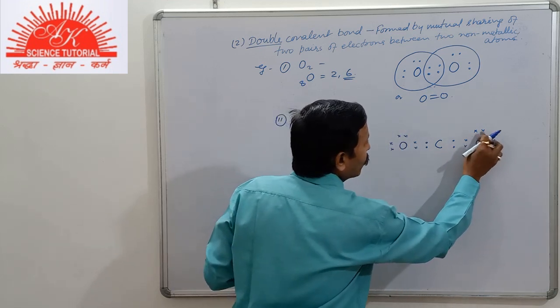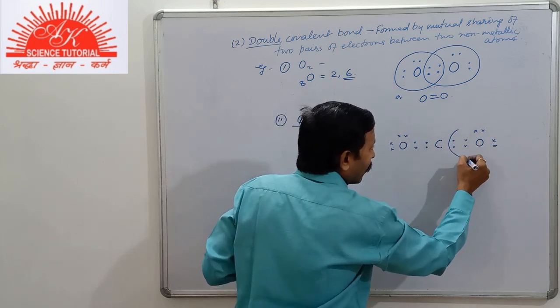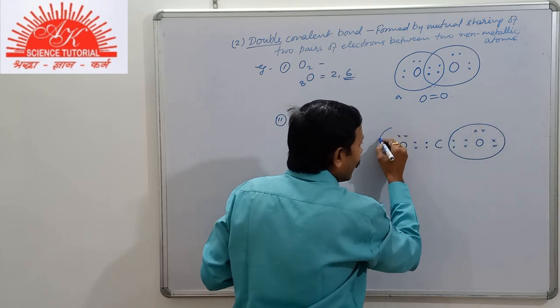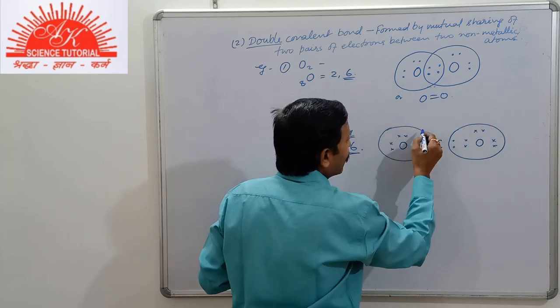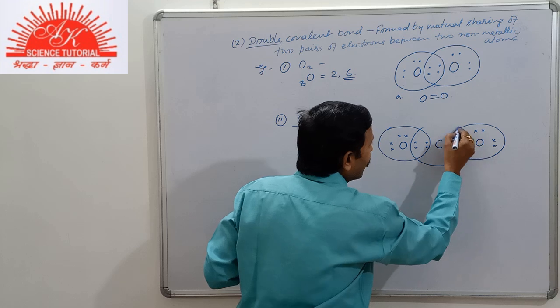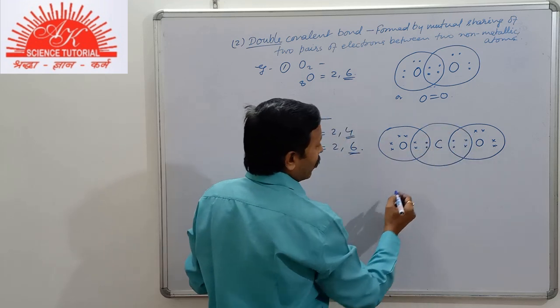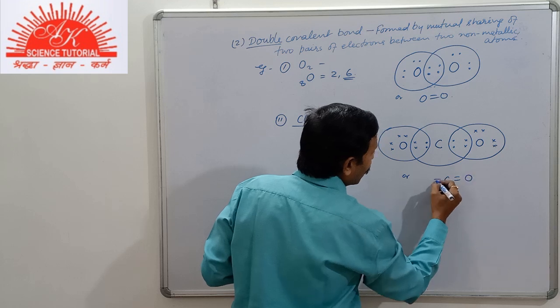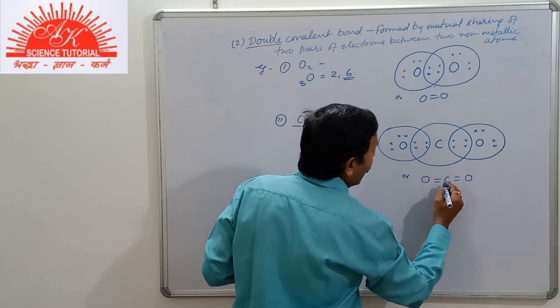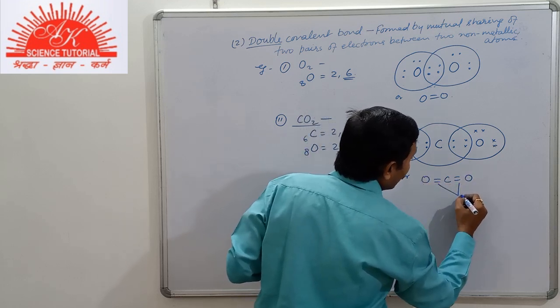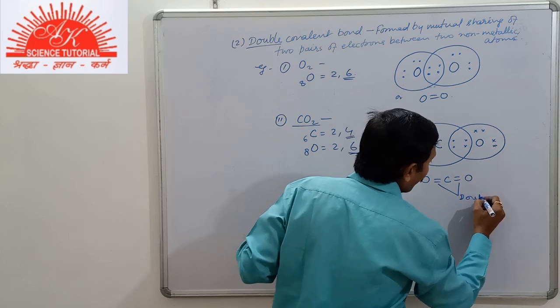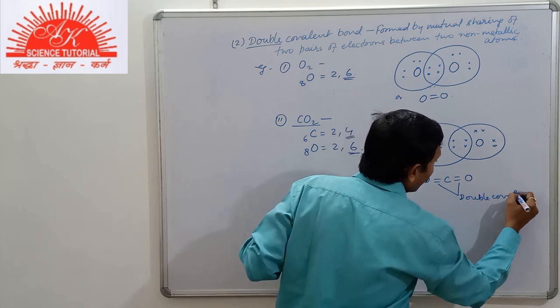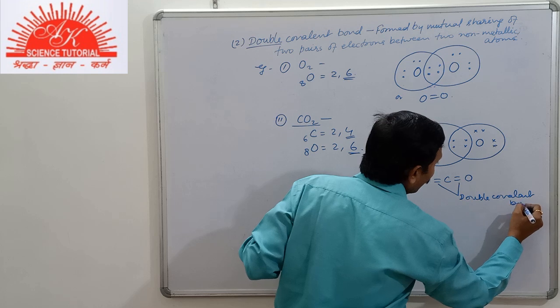Valence electrons 6, 2, 4, 6. Now, each oxygen atom has completed its octet, and the carbon atom also has completed its octet. Hence, O double bond C double bond O. So, these are the double covalent bonds.